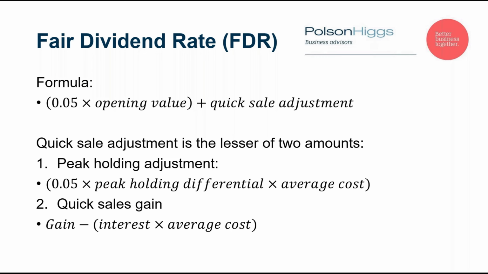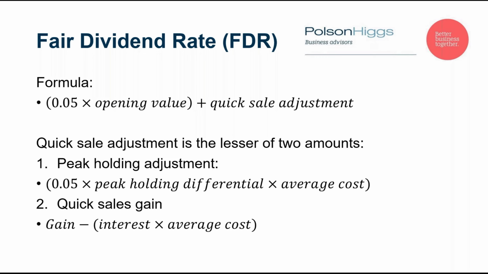What's my quick sale adjustment? My quick sale adjustment is the lesser of two amounts. So it's the lesser of the peak holding adjustment and the quick sales gain. What's the peak holding adjustment? Well, the peak holding adjustment effectively adjusts my opening market value or cost based on purchases and sales. So it says I had an opening market value, but then there was actually some shares I bought and sold during the year. I'm going to include the cost of those purchases in my opening market value.